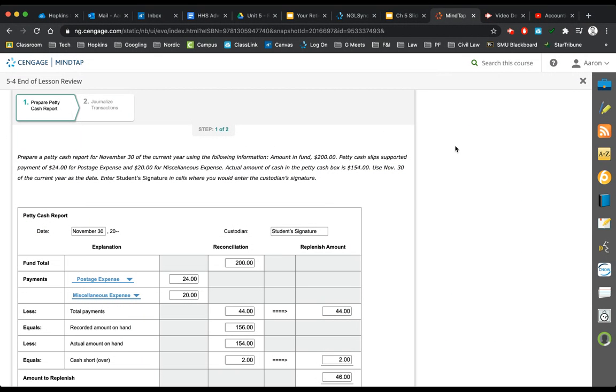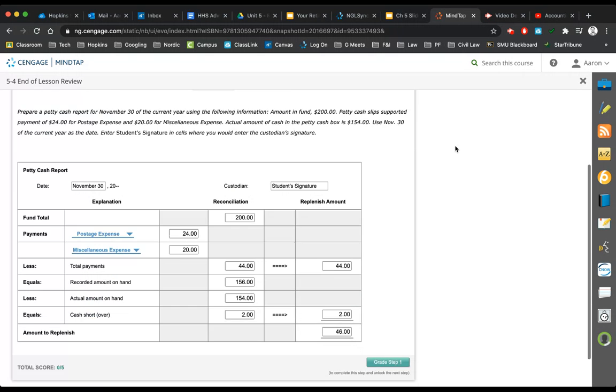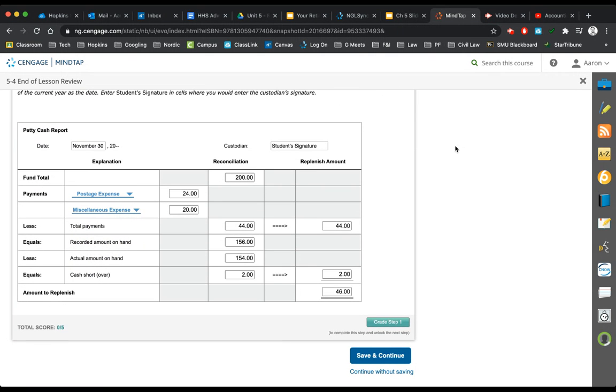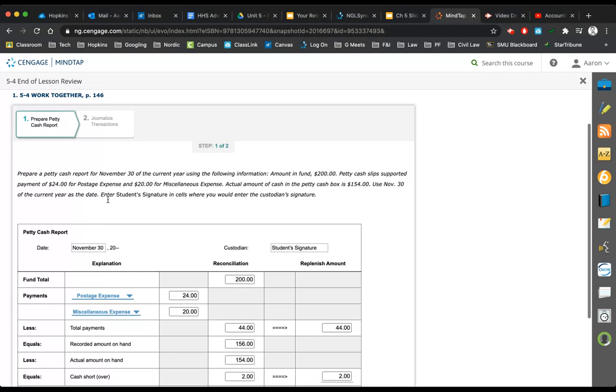But let's look through. Here we are at the 5-4 end of lesson review, working together. And here's the answer for the petty cash report. Make sure to type out the full date. All the information is right there. You can use all the information here. So the amount in the fund was not 100; our petty cash fund in this example was $200. So we started off with $200.